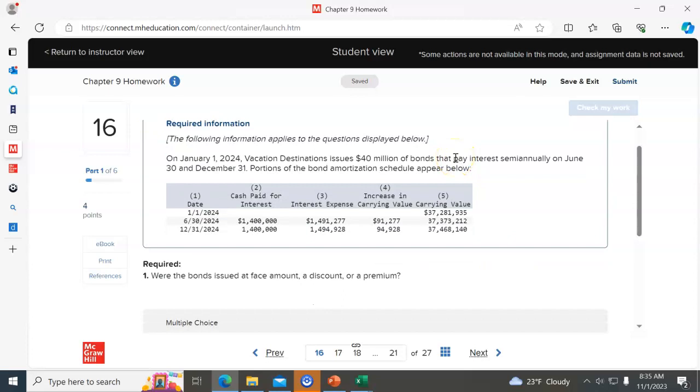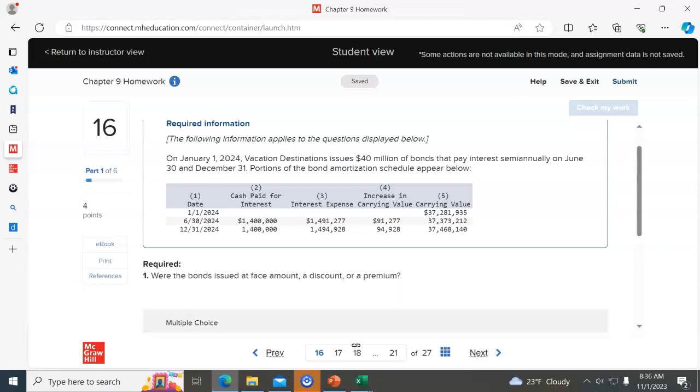The following information applies to the questions displayed below. On January 1st, 2024, Vacation Destinations issues 40 million of bonds that pay interest semi-annually on June 30th and December 31st. Portions of the bond amortization appear below.